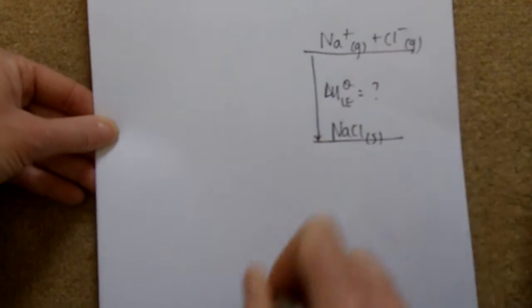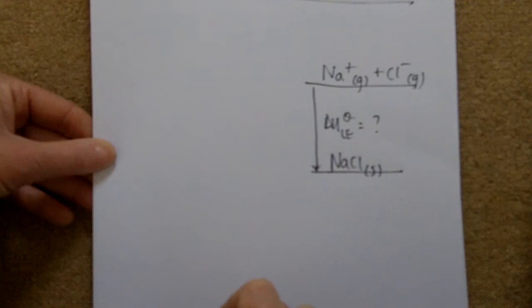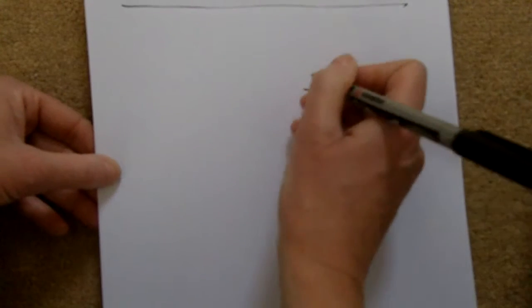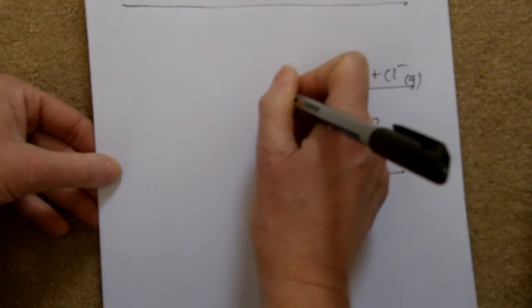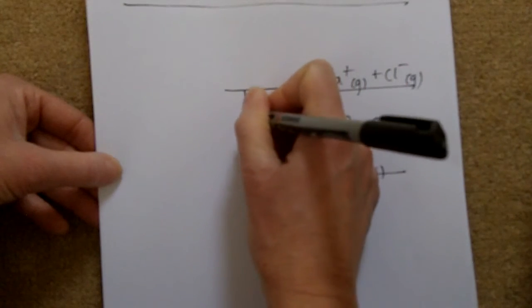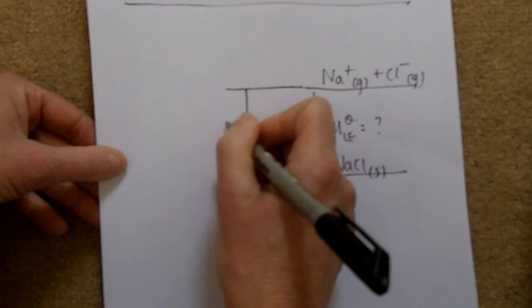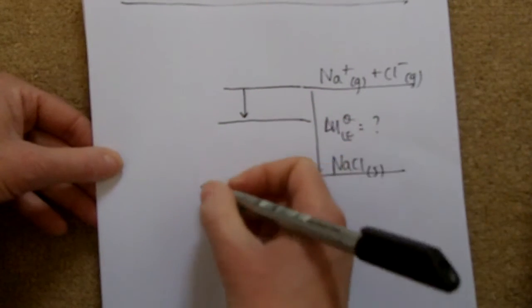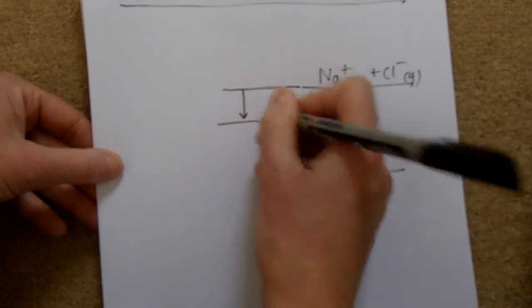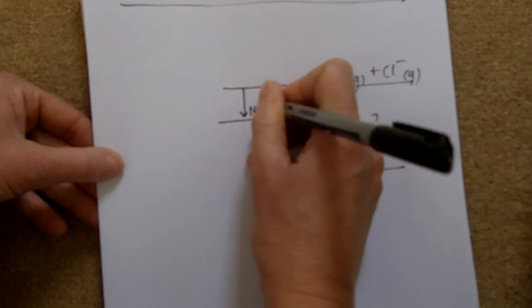And that's what we're trying to find. Okay? Right. So we're going to take it in stages. The first step we're going to do is hydrate the gaseous ions, okay? I'm not going to have much room here to write, I'm sorry. We're going to hydrate sodium first.